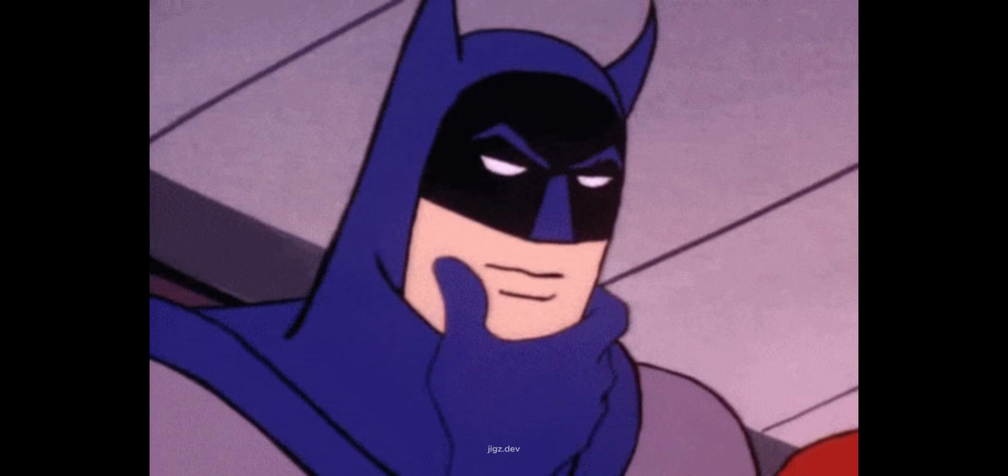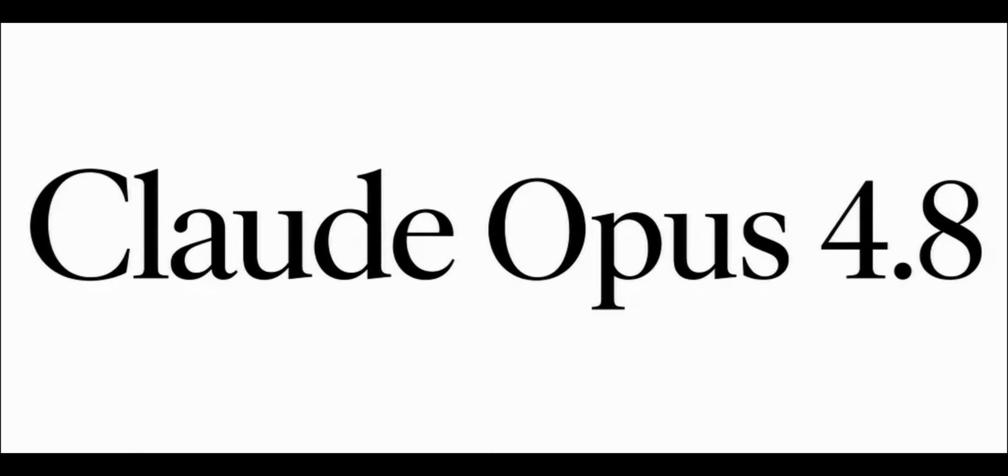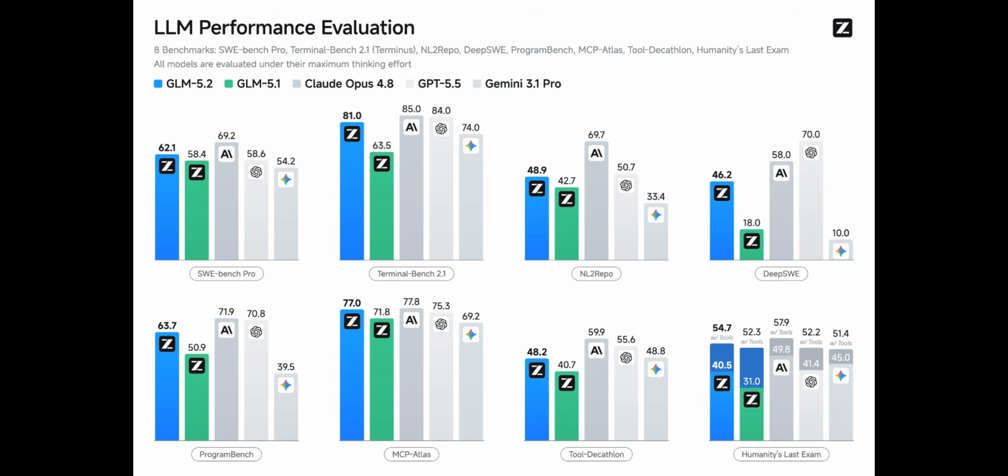If you look at the official performance evaluation numbers, it holds up surprisingly well against models like Claude Opus and GPT-5.5. For example, on the SWE-bench Pro coding benchmark, it scores a 62.1, which actually puts it ahead of GPT 5.5 and Gemini 3.1 Pro. Even on terminal and system-level tasks like Terminal-Bench, it hits an 81.0, which comes incredibly close to Claude Opus.